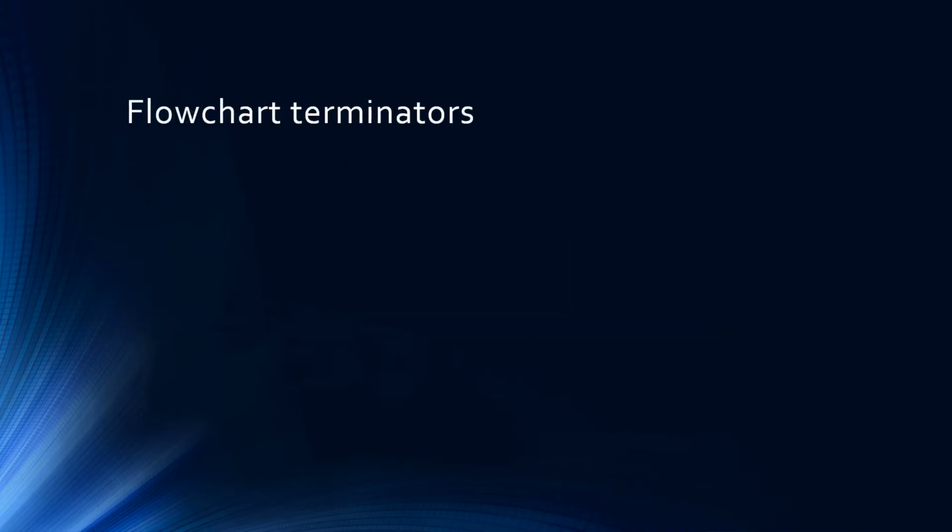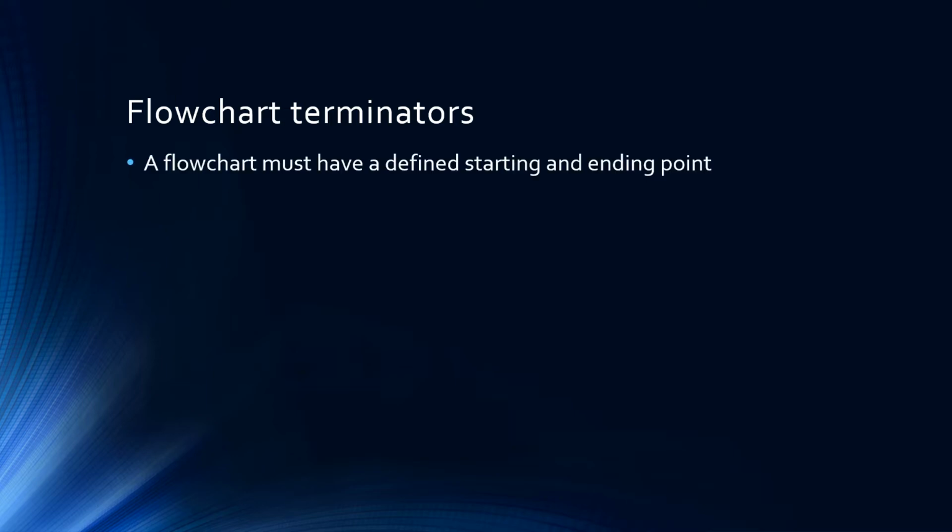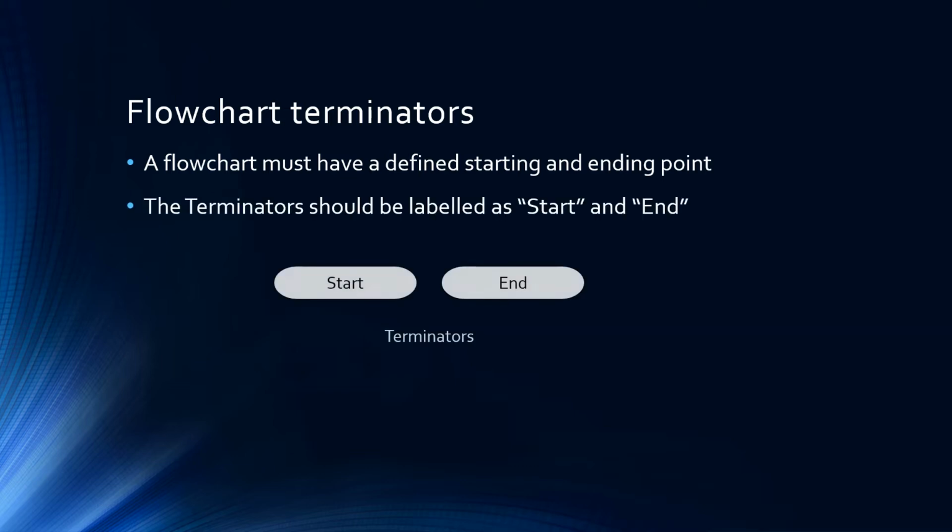Flowchart terminators are used to mark the start and end of an algorithm. Each algorithm must have a defined starting and ending point. The initial point will be labelled as start, and the end of the algorithm will be labelled as end.